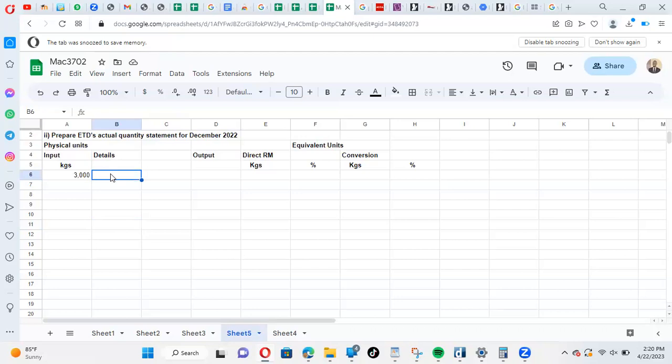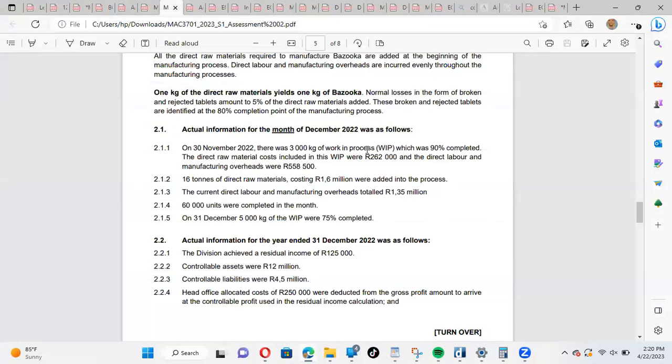What do we call that? Opening WIP. Let's write it like that. Opening WIP, that is what we have there. So far, so good. We know that was 90% to completion, right? And then the direct raw materials included work in progress for that amount, and then manufacturing overheads for that amount. So we can skip that because we want the quantity statement there.